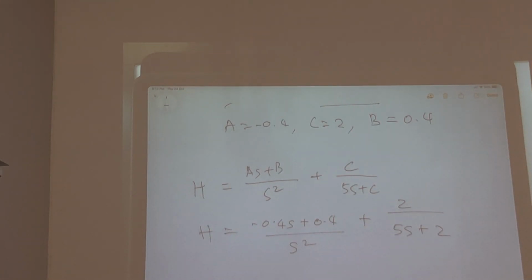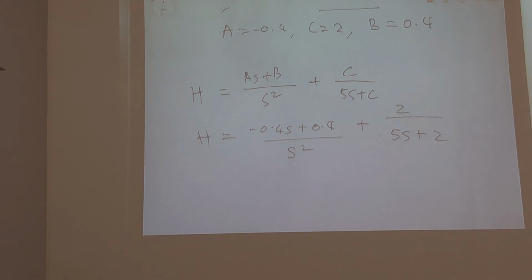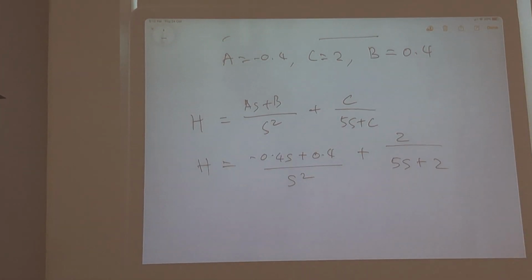My Laplace format is minus 0.4 plus 0.4 divided by s power of 2 plus 2 divided by 5s plus, this is 5.